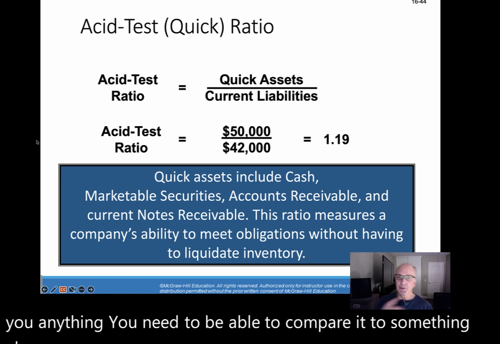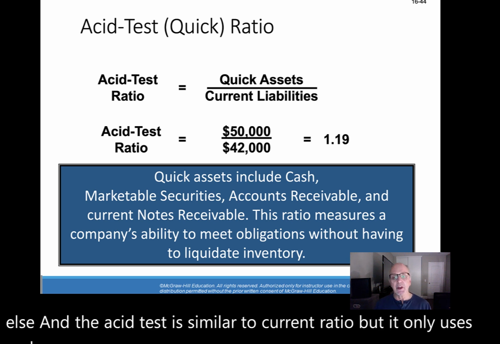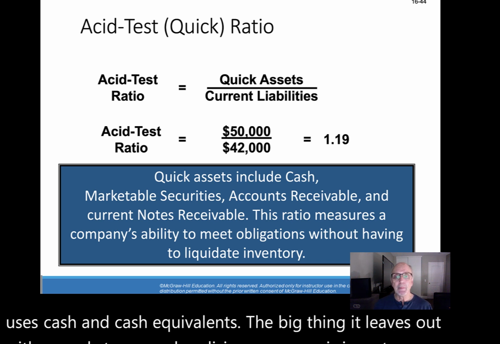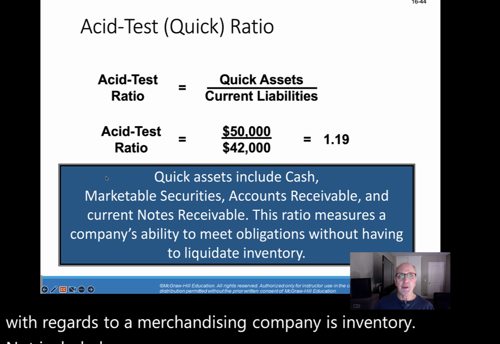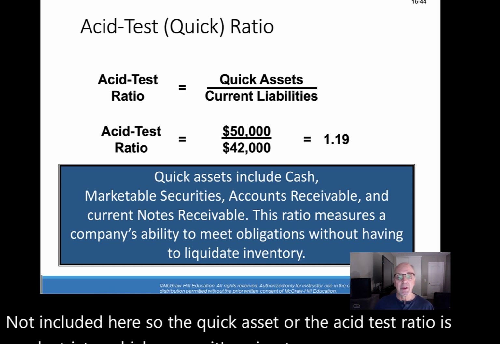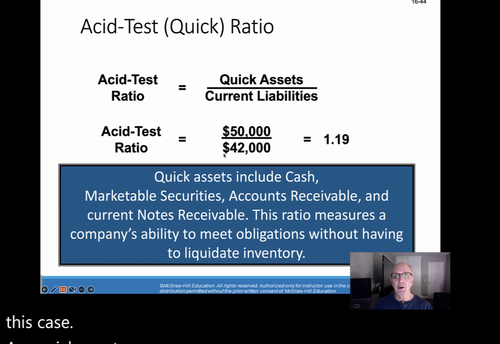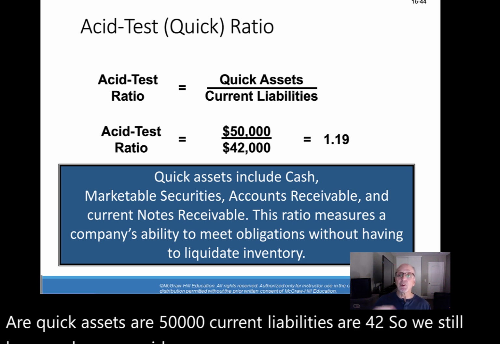And the acid test is similar to current ratio, but it only uses cash and cash equivalents. The big thing it leaves out with regards to a merchandising company is inventory. Not included here. So the quick asset or the acid test ratio is much stricter, which means it's going to be a lower number. In this case, our quick assets are 50,000, current liabilities are 42. So we have an acid test ratio that's still over 1. That's a good thing.